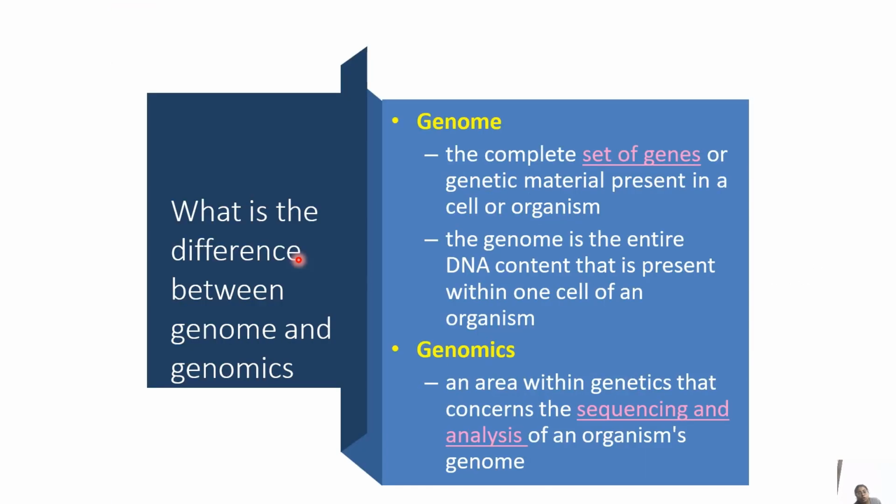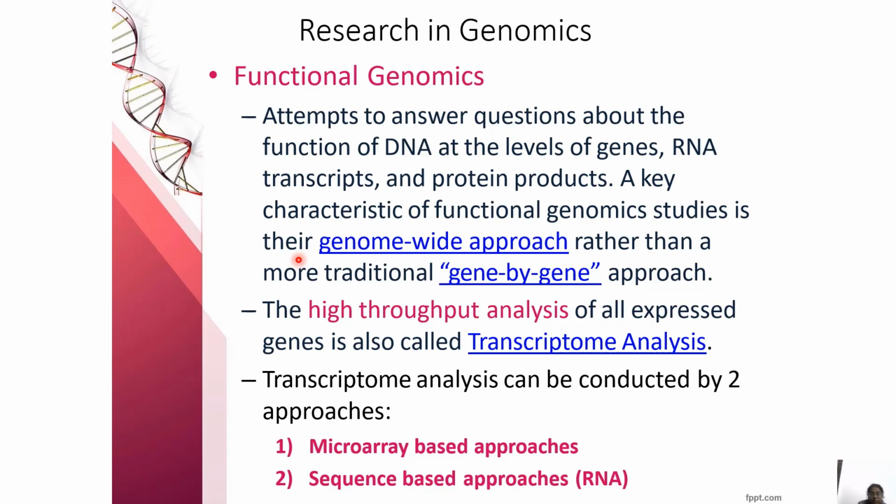So, genome is basically the complete set, and the genome is the entire DNA content that is present in one cell of an organism. Genomics is an area within genetics that concerns the sequencing and analysis of an organism's genome. Now, what is functional genomics? It attempts to answer questions about the function of DNA at the levels of genes, RNA, transcripts, and protein products.